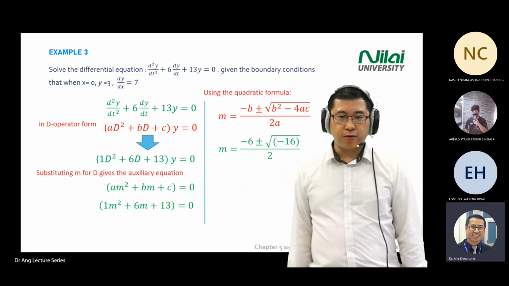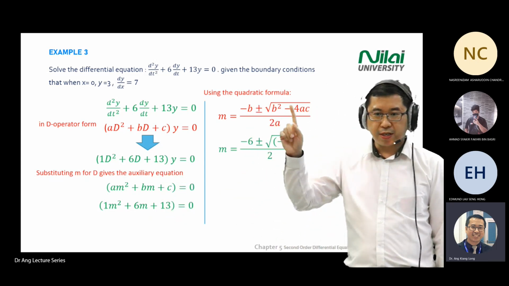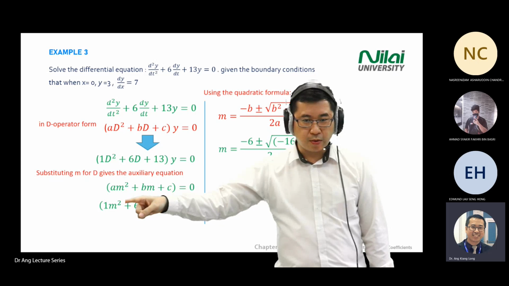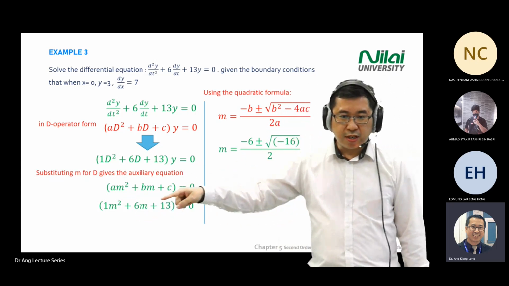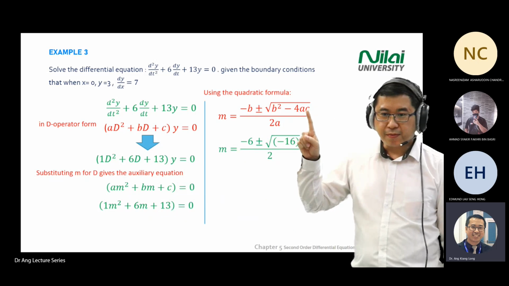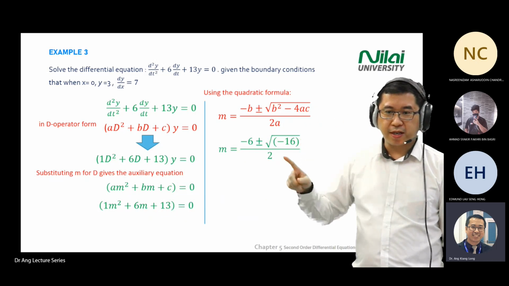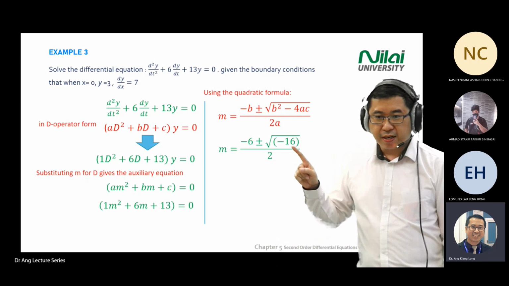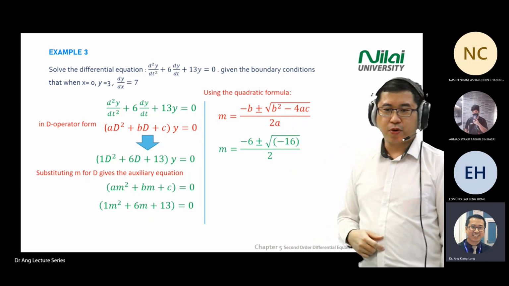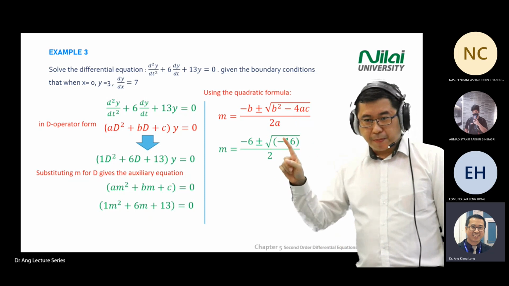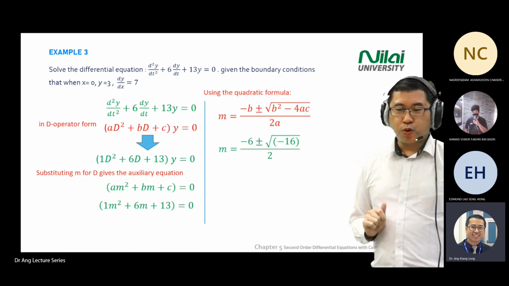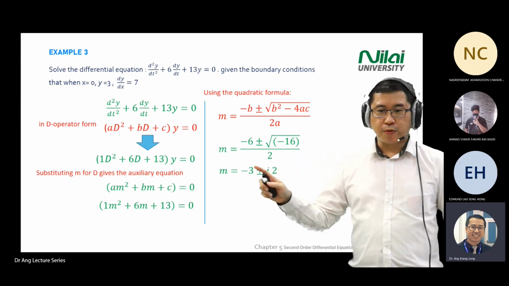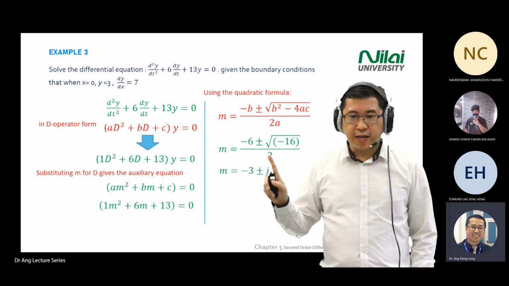B square is 6 square. So you get 36. Minus 4ac. What is your a? A is 1 and not 0. A is 1. C is 13. So 4 multiply 1 multiply 13. You use your calculator to calculate. You get a bracket minus something inside the square root. From here, you know already. Straight away, you fall under the third category. Because this answer gives you this one, minus 6 divided by 2, you get minus 3.